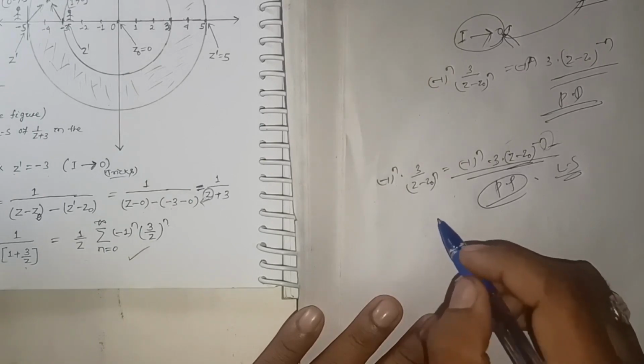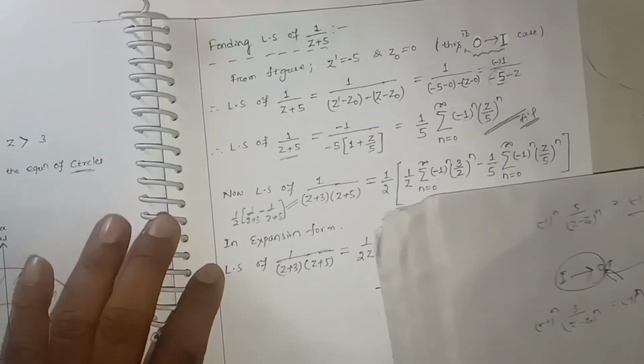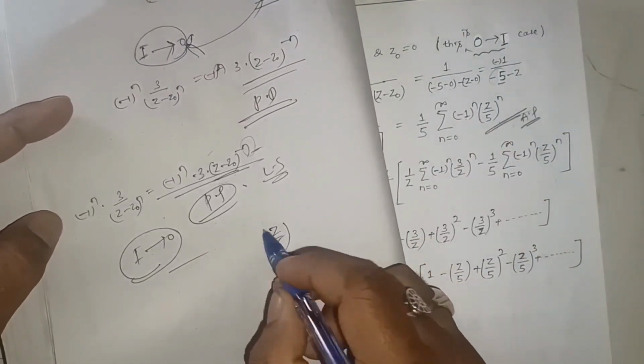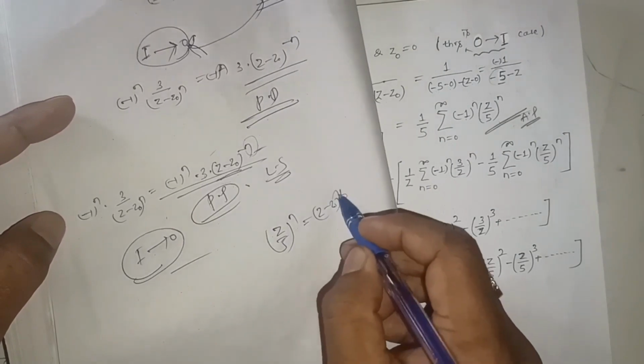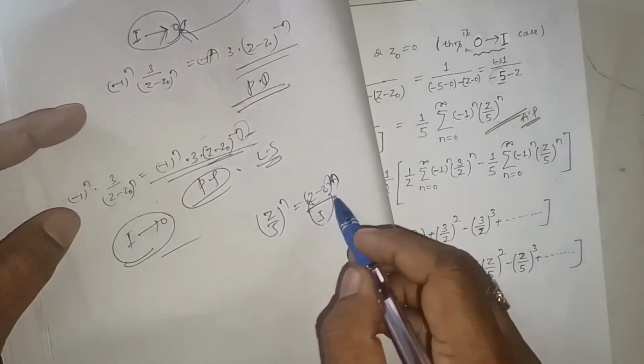What is the case? We did this here. We did the in to out case, and for the out to in case, here z by 5 to the power n, that means z minus z0 to the power n, divided by 5 to the power n.